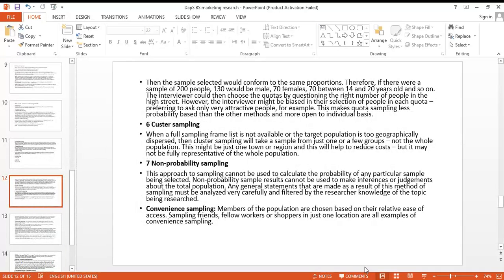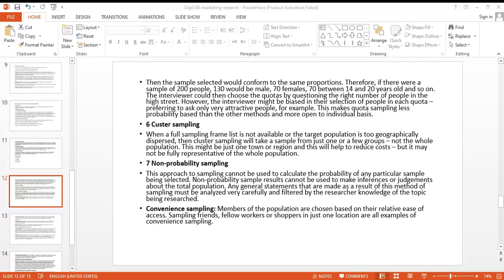Okay. Then there is cluster sampling. When the full sampling frame, which again simply means the list of people who will be researched on, is not available. Usually this happens when the target population is very dispersed. So what do you do? Because they are clustered in one town, you cannot go to the whole world and start sampling them. This cluster is not fully representative of the entire population, but nonetheless you sample them and you find out something about them which is useful.